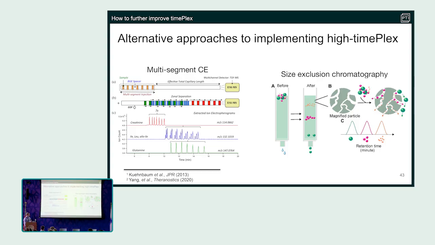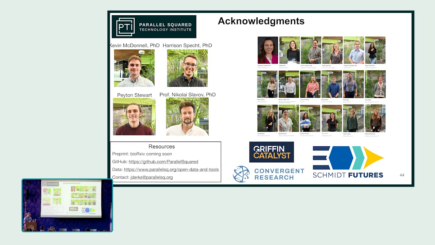Another approach would be running isocratic separations using size exclusion chromatography, which would allow a continuous run with effectively no gradient. It would just be the same solvent flowing through the same column, and you would sequentially inject a new sample every X minutes, potentially reducing overheads associated with timePlex. So a lot of future work that I think is really promising.